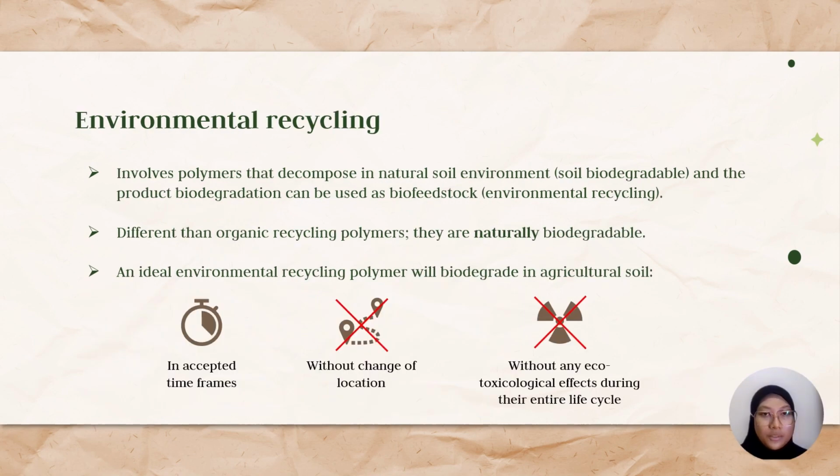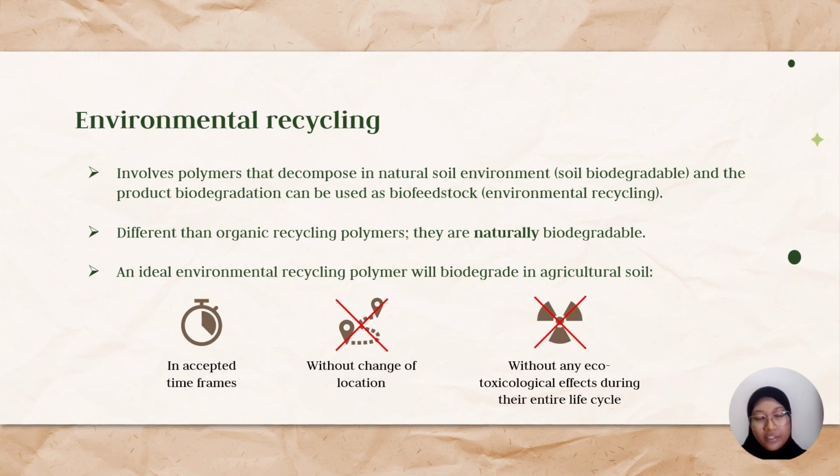For the fourth type of recycling, we have environmental recycling, which involves polymers that decompose in natural soil environment, or in other words, soil biodegradable, and the product biodegradation can be used as biofuels. The polymers used in environmental recycling may be produced with organic recycling units, as they both use the same kind of polymers, which are biodegradable polymers.